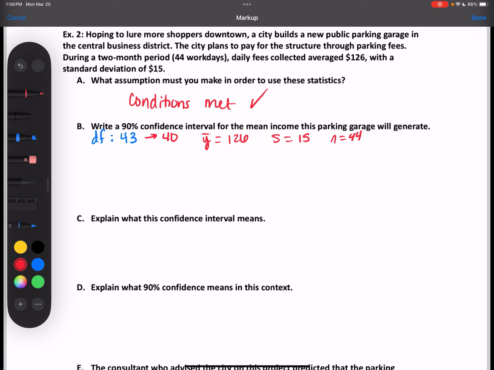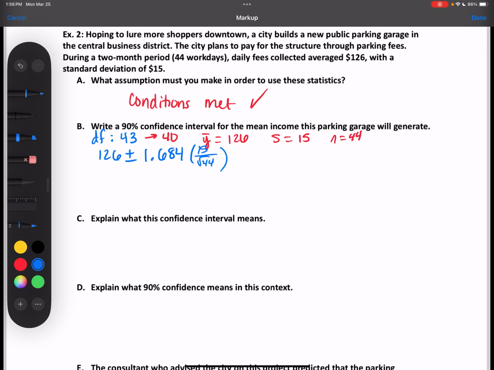All right, so Y bar, so that would be 126 plus or minus. So what is the degrees of freedom value for 90% confidence interval at 40? 1.684. Yep, 1.684. And then S over the square root of n, so 15 over the square root of 44. And so you could work that out if you want to.